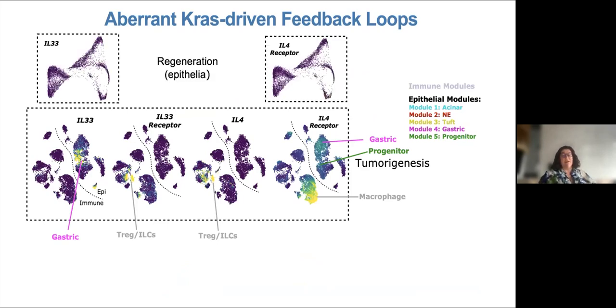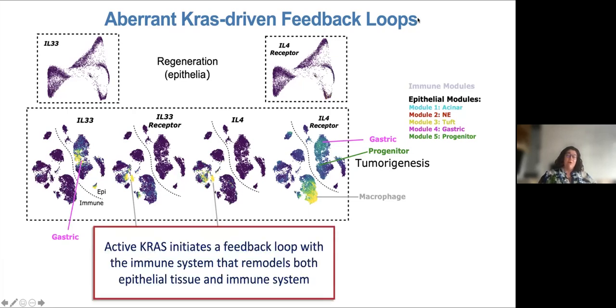If we're looking at the regeneration context, if we're looking at wild type and injured wild type, there's no IL-33 receptor. There's no IL-33. There's no IL-4 receptors. There's nothing to send or receive the signal, which actually initiates a feedback loop with the immune system that rapidly and dramatically remodels both the epithelial tissue and the immune system together.